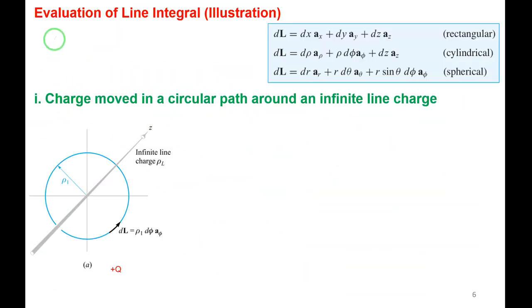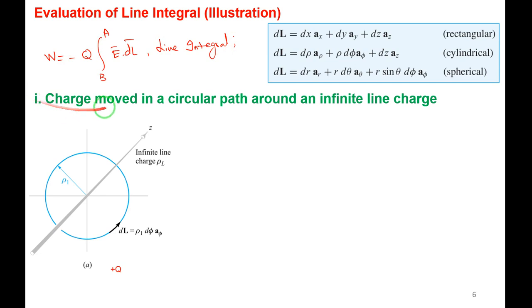Okay, next we will see the illustration of line integral. So line integral equation is this: minus q integration of E dot dl, right? So initial point is B and final point A. This is the line integral equation, right? The work done in order to move the charge in a field is given by this line integral, right? So we will make use of this for two cases here.